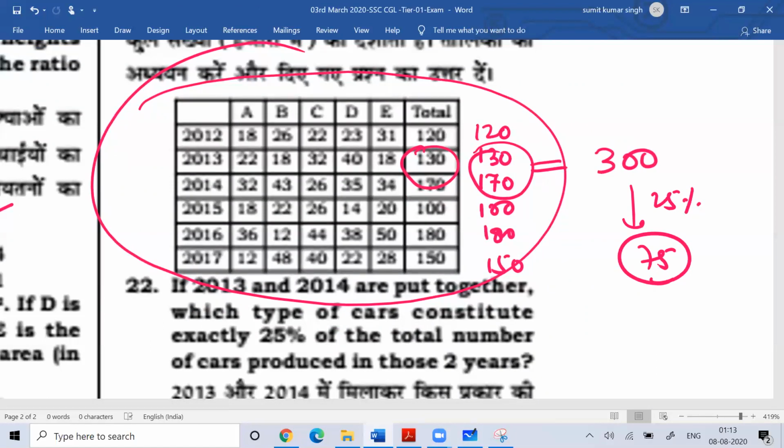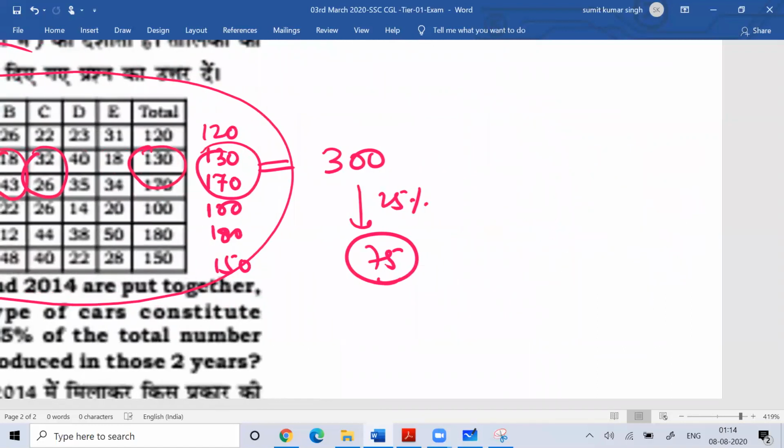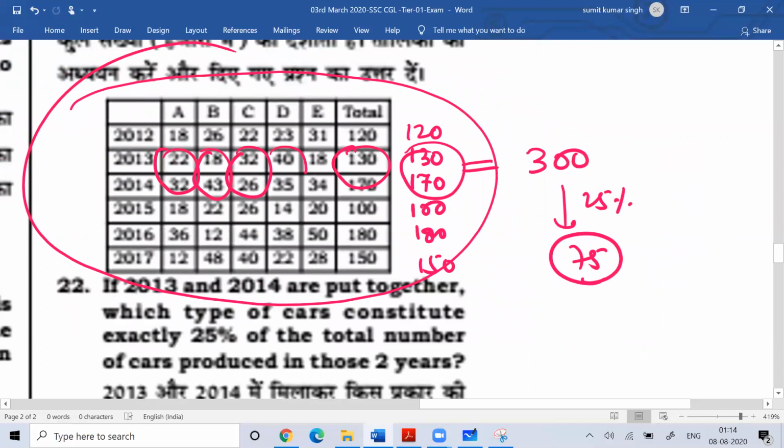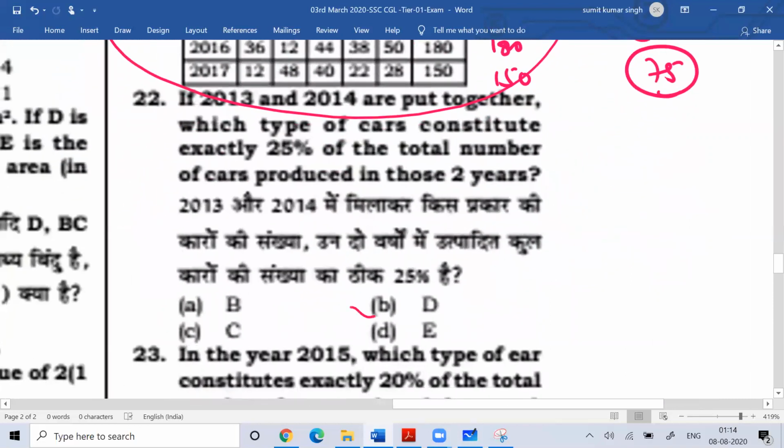So which type of car constitutes exactly 25% of the total number of cars produced during these 2 years? So 75, 13 and 14. Is this 75? No. Is this 75? No. Is this 75? No. This is 75, 40 plus 35, this is 75. The answer is option D.